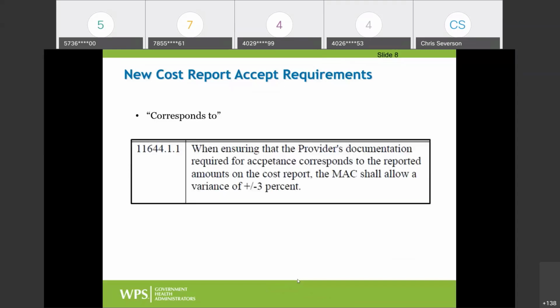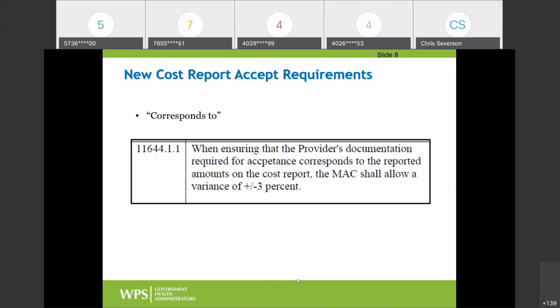But I do want to point out that phrase, corresponds to. It's somewhat of a vague term. It is a vague term. Basically, we thought initially that it meant it had to tie out pretty much exactly, maybe within a slight rounding difference, $1 or $2. And there was quite a bit of discussion between the MACs and CMS on exactly what corresponds to means. CMS has clarified that in the change request.